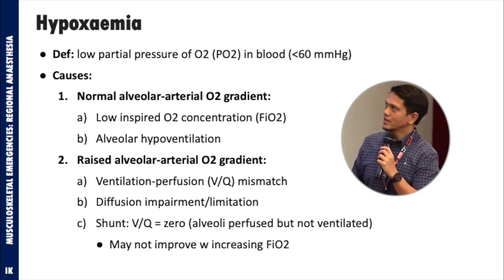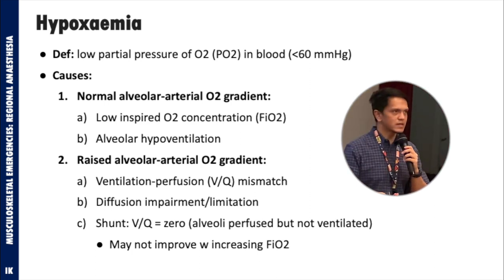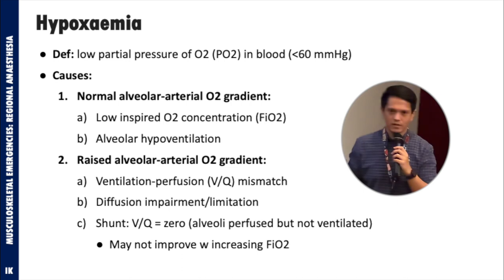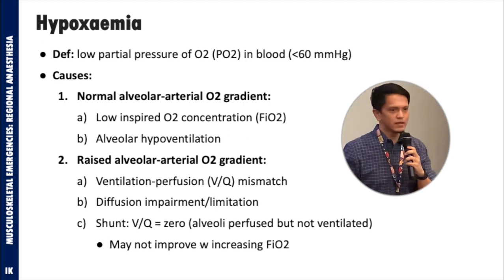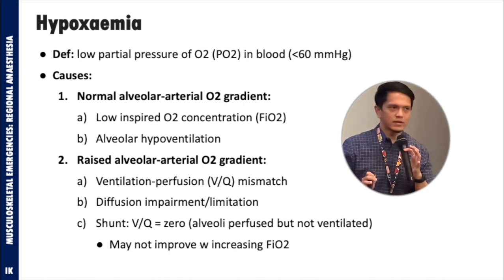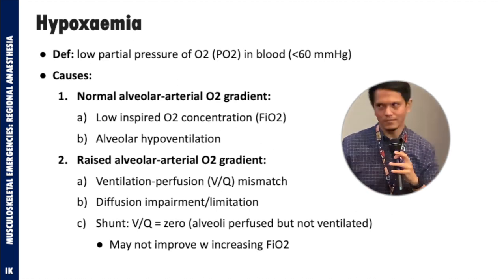So normal AA gradient, two causes: either there's a low FiO2 or alveolar hypoventilation. A raised AA gradient is either a VQ mismatch, diffusion impairment, or shunt. Let me give you an example. Important thing here is shunt will not improve with increasing FiO2, especially. So just like I taught you just now, if you have a patient with shock or ischemia, what can you do? So the same thing.